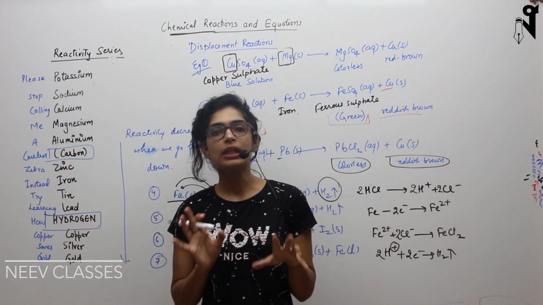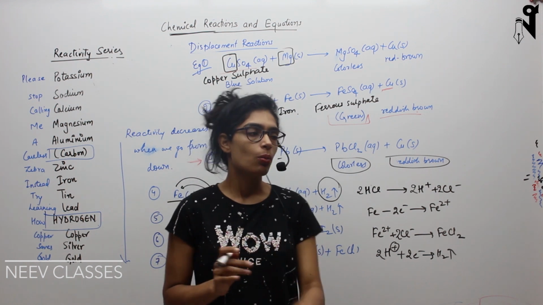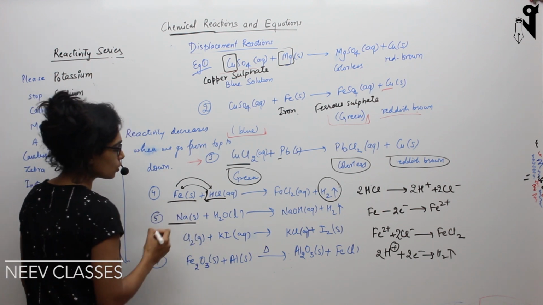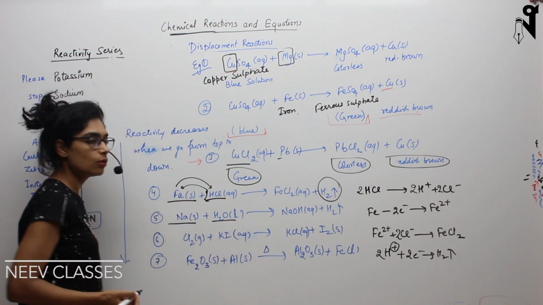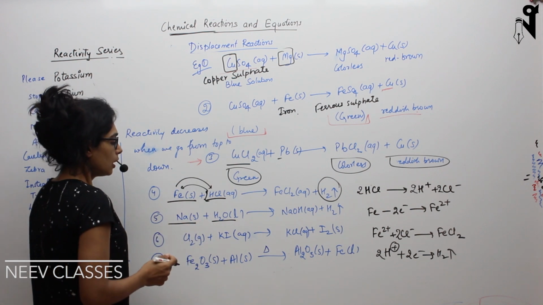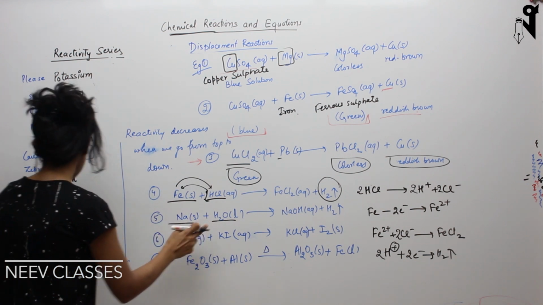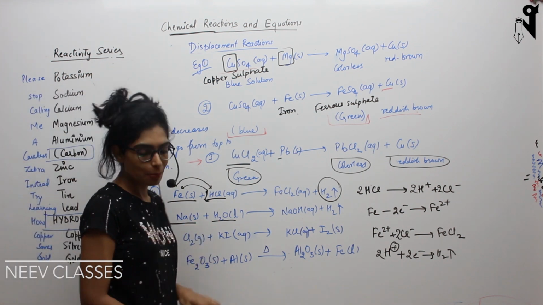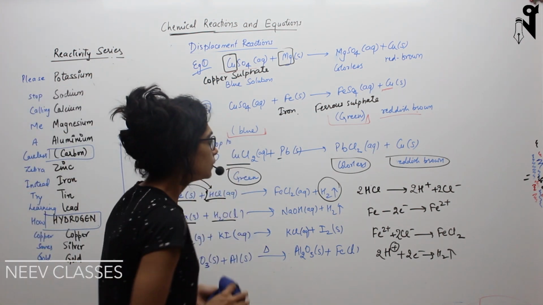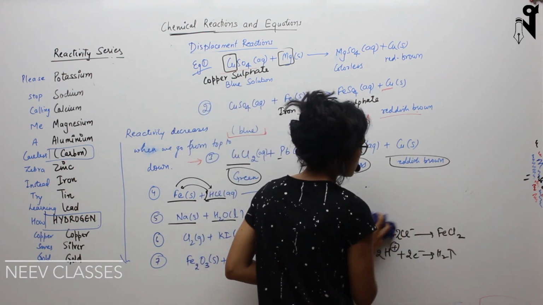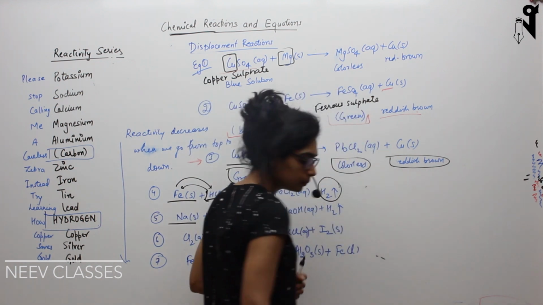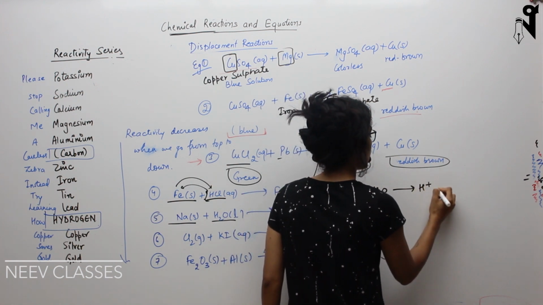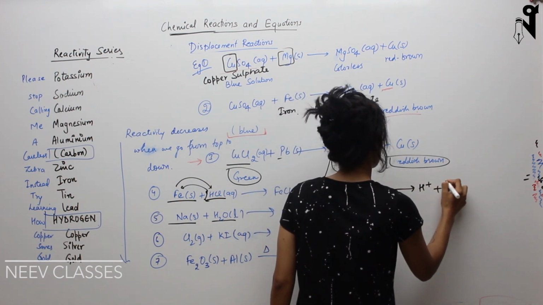Okay, so this is the reaction of sodium with water. This is your sodium metal, and this is the water we have taken. Water has hydrogen, right? First of all, we have to understand how water splits. Like HCl splits into H plus and Cl minus, water, H2O, splits into H plus and OH minus.